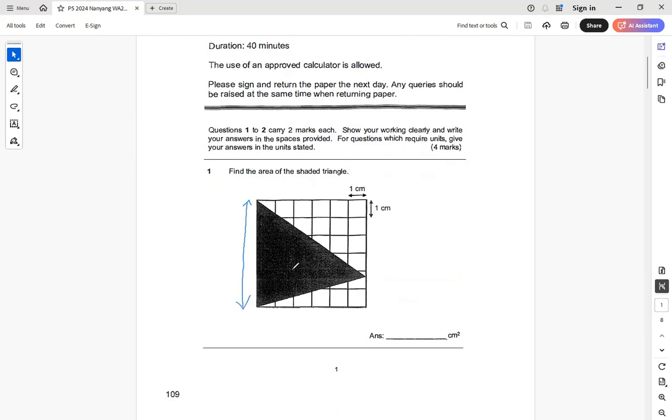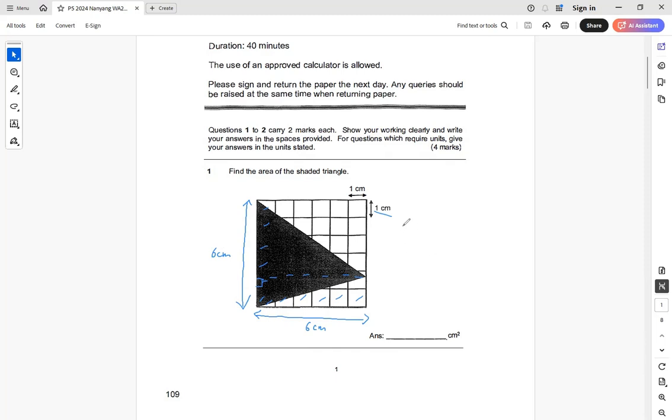And then my height, take note, my height must always be the perpendicular height, which is at a right angle to my base. So this will be my right angle here. My height will be from here all the way here. It's actually just this length here. For the base, we count. Each one is 1 cm. So there's 1, 2, 3, 4, 5, 6. There's 6, so 6 cm for the base. The height is from here to here, so 1, 2, 3, 4, 5, 6. Also made out of 6 squares. So the height is also 6 cm.